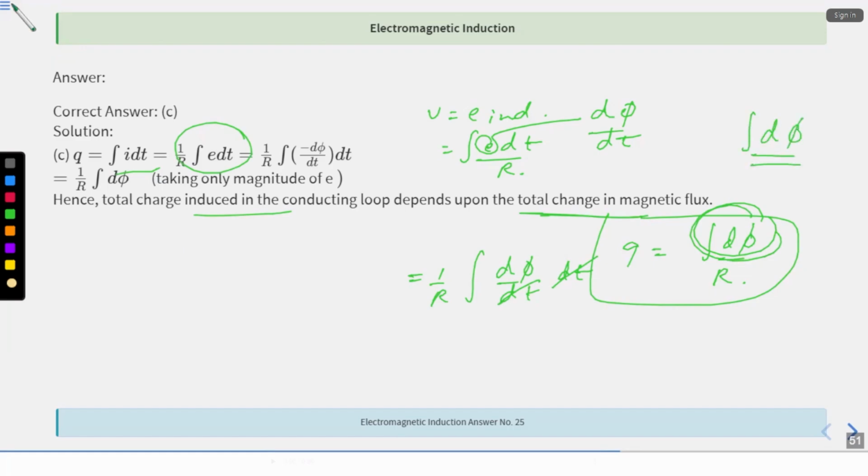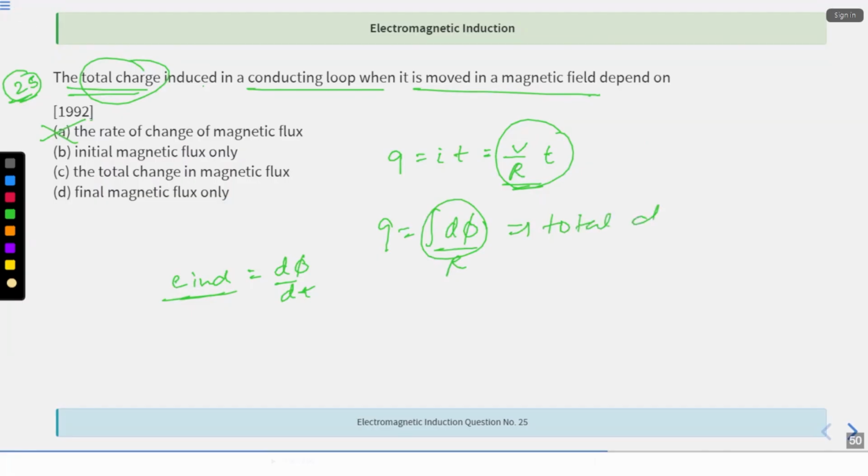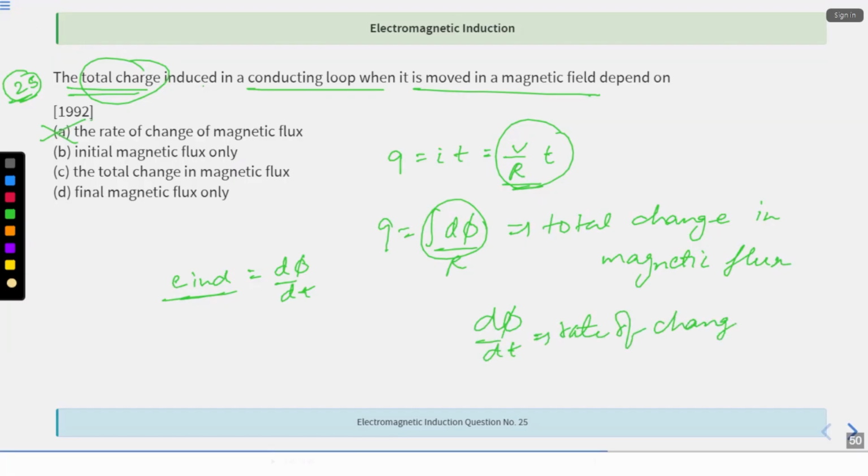Because integration d phi is nothing but the total change in magnetic flux. If it would ask us about EMF, then I would initially take the rate, because EMF induced is dependent upon the rate of change of magnetic flux. But they are not asking about EMF, they are asking about total charge. And total charge is nothing but integration of d phi by R. So it only depends upon the total change in magnetic flux, not upon the rate. This integration d phi is the total change in magnetic flux, and d phi by dt is called the rate of change of magnetic flux. So EMF depends upon this, and total charge Q depends upon this. Since they're asking about total charge, C is the right answer. Cool.